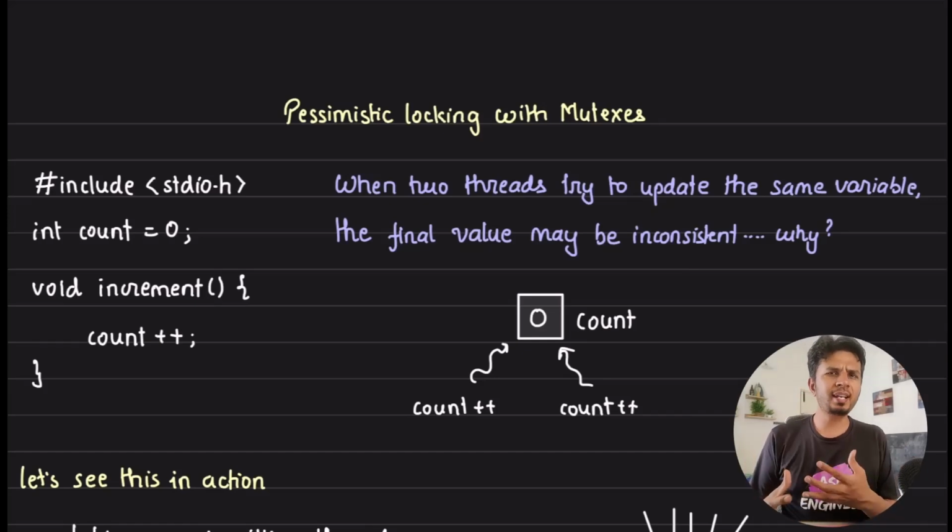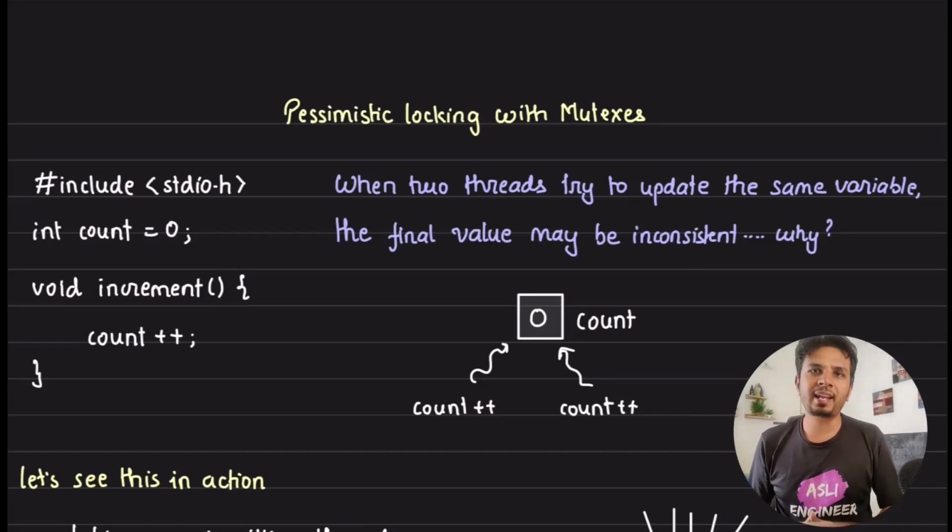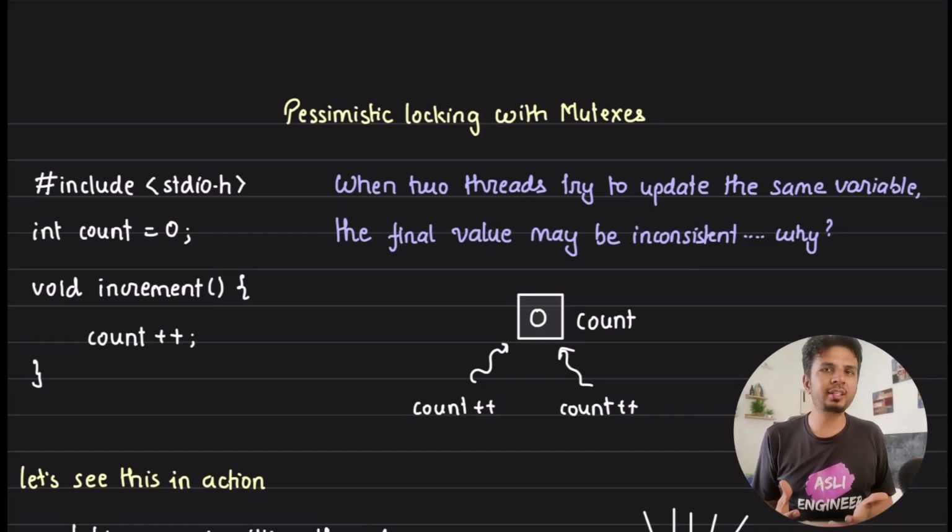So we all know the standard count++ operation is not atomic. And in the previous video, we went into the assembly language code to understand why exactly it isn't. Do watch it if you haven't already. I'll link it in the description down below.